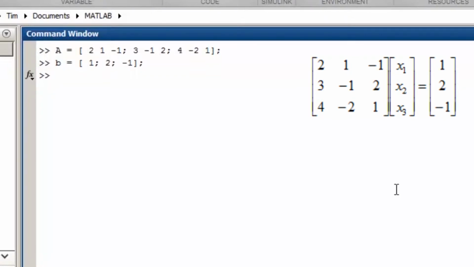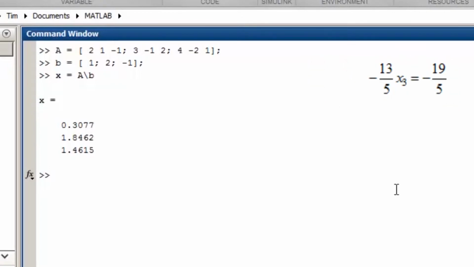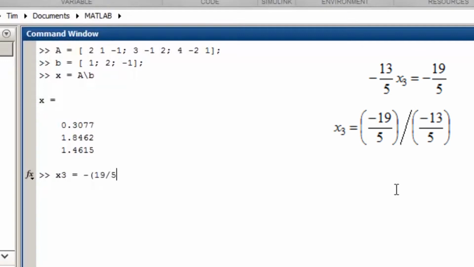I'll use the backslash operator to solve the equations. So this is my solution from the original equations. To check this result against my Gaussian elimination results, I'll first use the last equation in the upper triangular version of the equations. That equation is -13 over 5 times x3 equals -19 over 5. So x3 is equal to -19 over 5 divided by -13 over 5. That agrees with the x3 I got from the original equations.